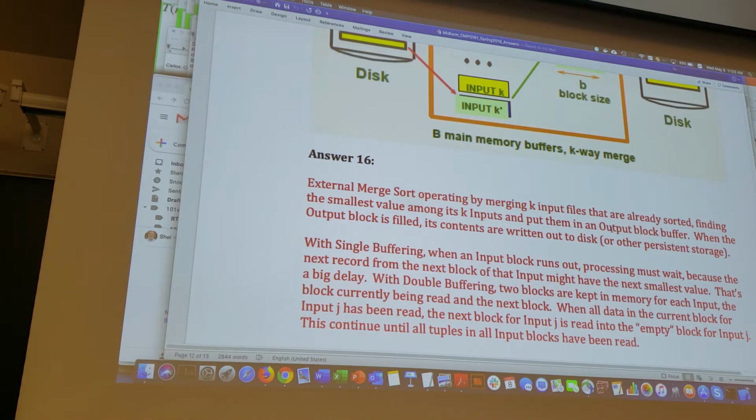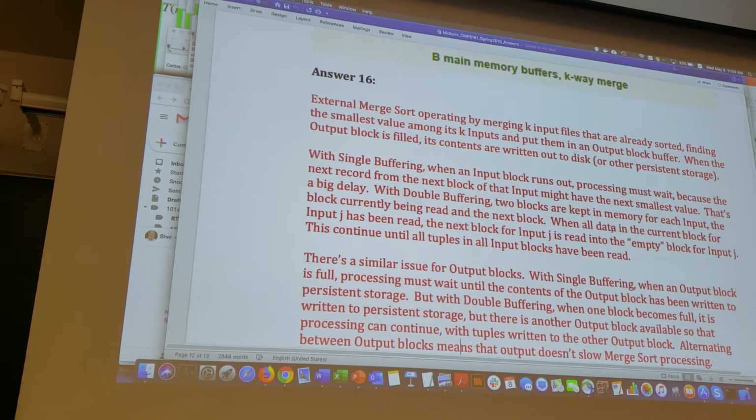So you never have to wait for an input to be read in. Same thing with output. If you have to wait after your output is full to be able to write the output block, that's inefficient. So spend another block for output, so you don't have to wait while the output is being written out.